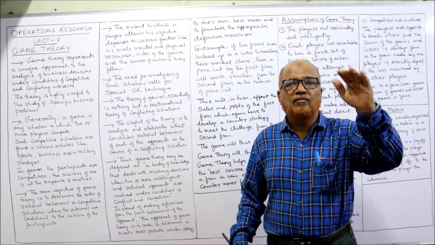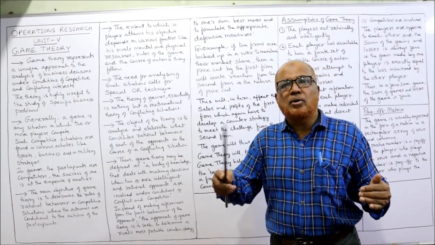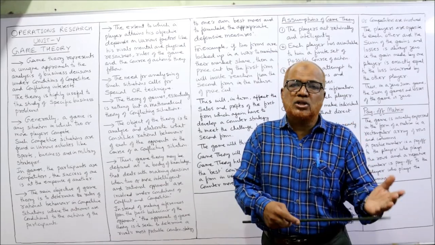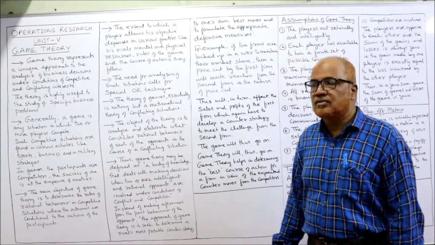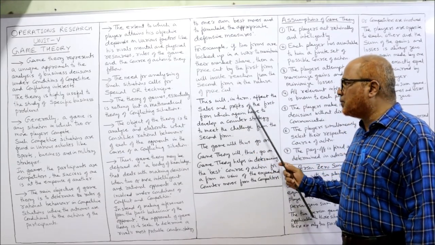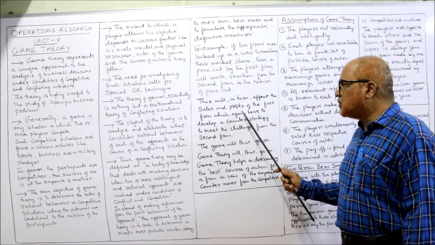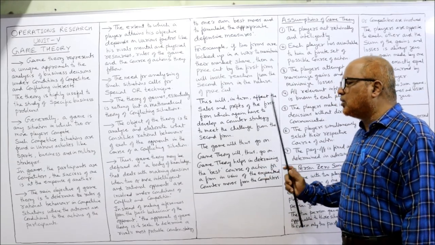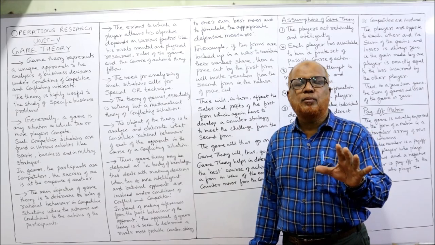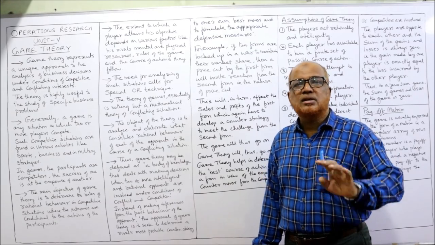What they think is that if we reduce the price, we'll get more share, but automatically the other party is also slashing the price. Then the objective of the first firm is not achieved. Then what will they do? This will in turn affect the sales and profits of the first firm, which will again have to develop a counter strategy. The first firm, Airtel, should not keep quiet. They have to make a counter strategy.